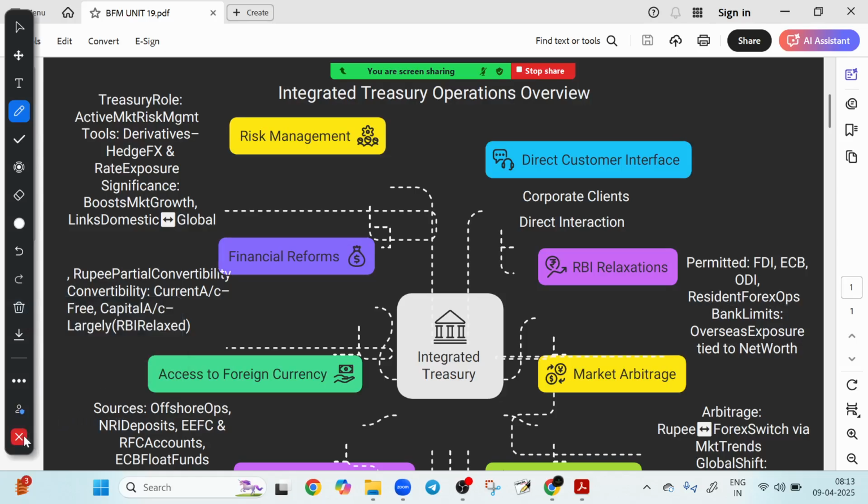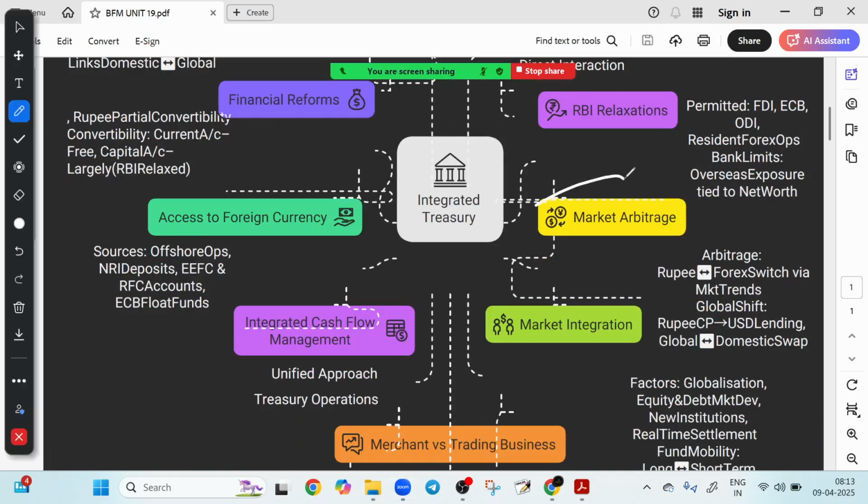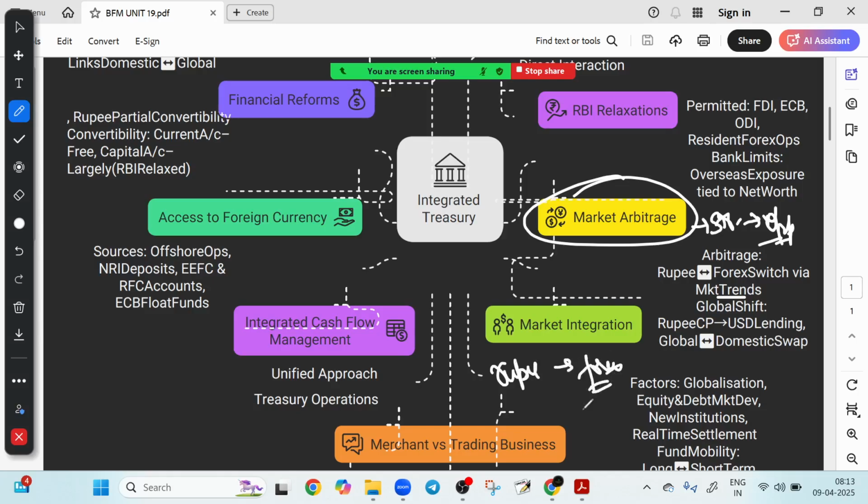If you look at the market arbitrage on the right side, let's discuss it. This is where strategy meets opportunity. In market arbitrage, your strategy meets your opportunity. By analyzing market trends, a bank can switch between rupee and forex, or tap into global shifts like rupee credit to US lending. It's smart financial maneuvering at its best. That is called market arbitrage.